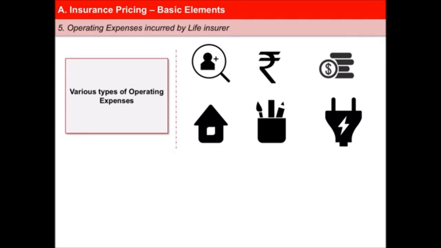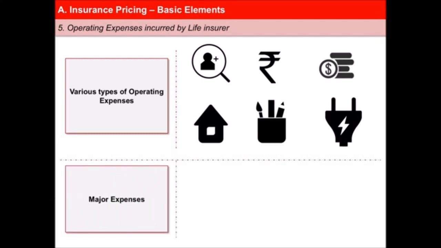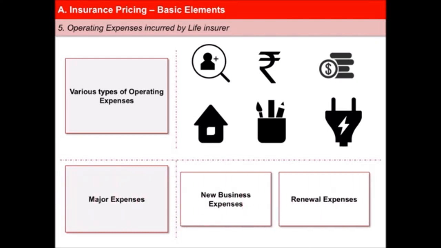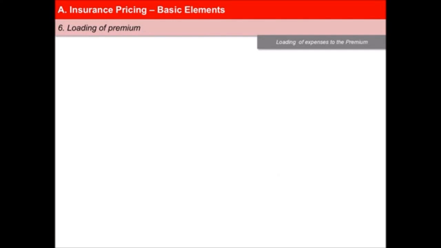A life insurer incurs two major types of expenses. First is the new business expenses, which are incurred at the beginning stage of the contract. And second is the renewal expenses, which are incurred during subsequent years. The typical expenses loaded to the net premium are as follows.